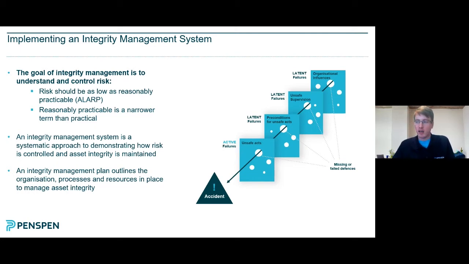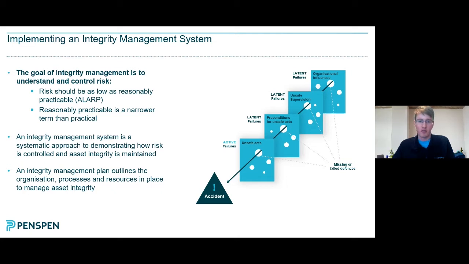So within the UK, and I'm sure other legislation, we talk about ALARP and reducing risks to a level that is as low as reasonably practicable. Now that has a sort of legal definition. It's a narrower term than practical. So we're not looking at something that is possible. We're looking at something that has a benefit that is both feasible and worthwhile.